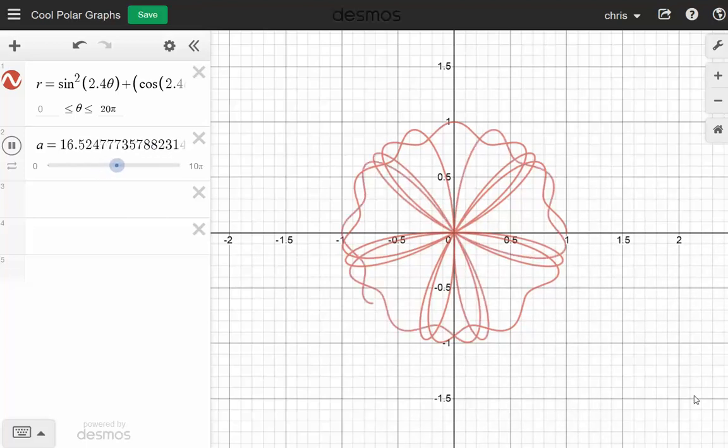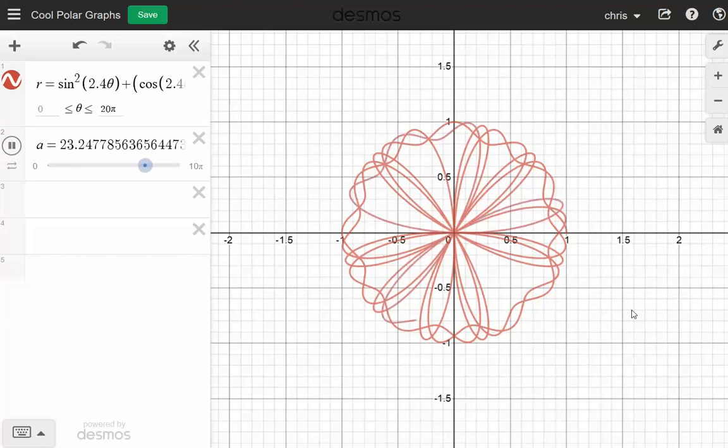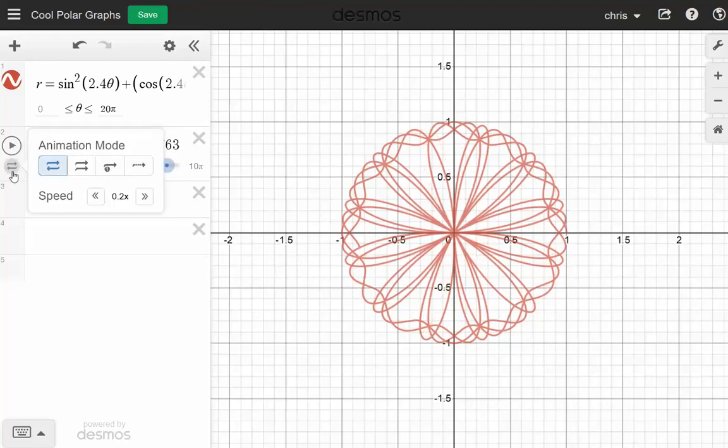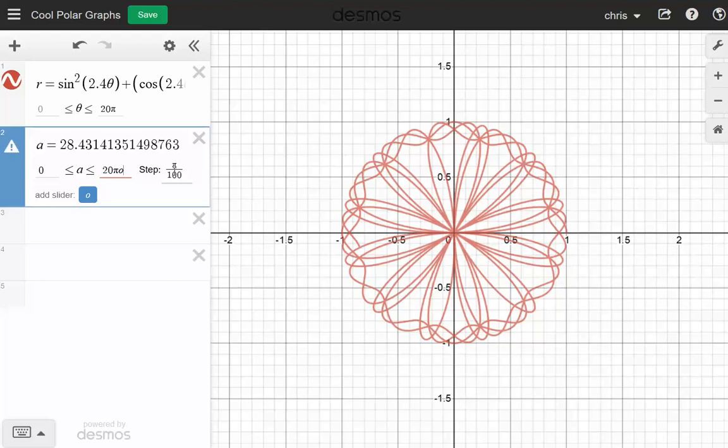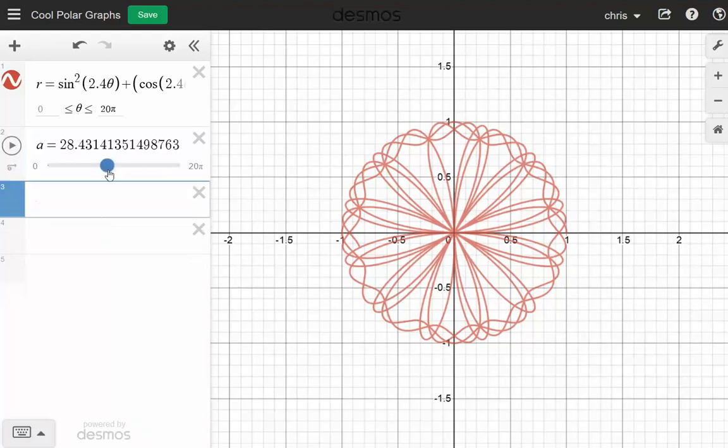All we did was change that exponent on the cosine. It's kind of making the same sort of graph around the outside. Oh, I think we're going to need more than 10 pi. Alright, I only want this going forward too. I don't want it to go backwards and undo itself. So let's go out to 20 pi. Now I put my step at pi over 100 just because I want it to be smooth. If you make your step too big, pi over 100 is pretty small.